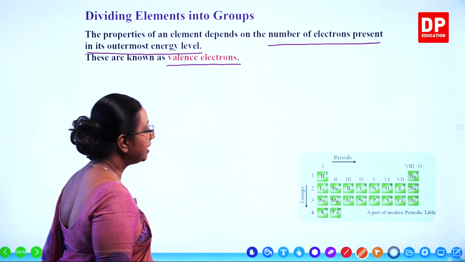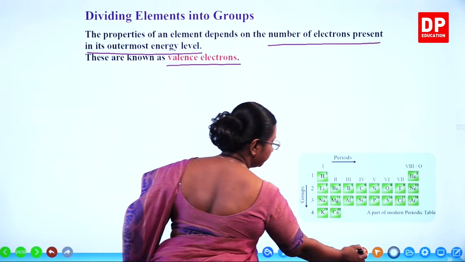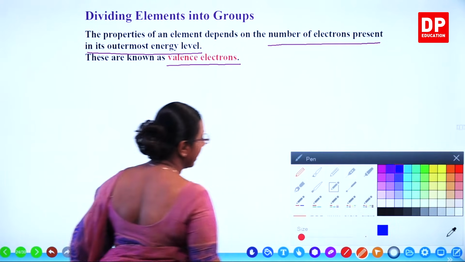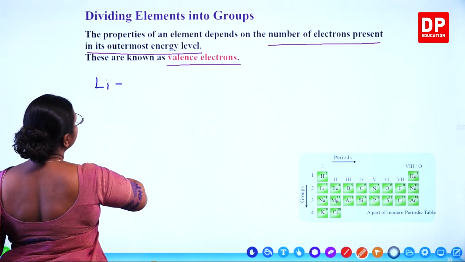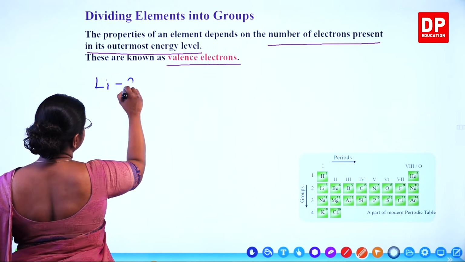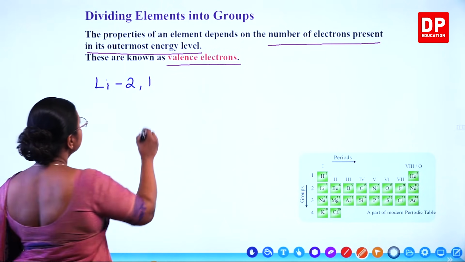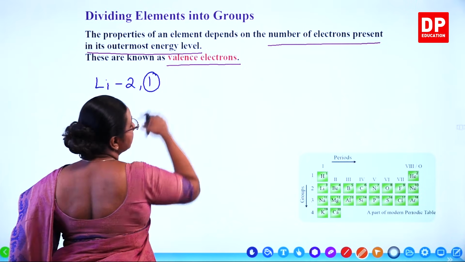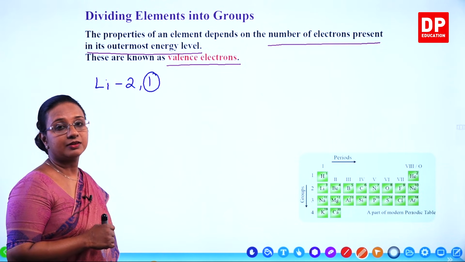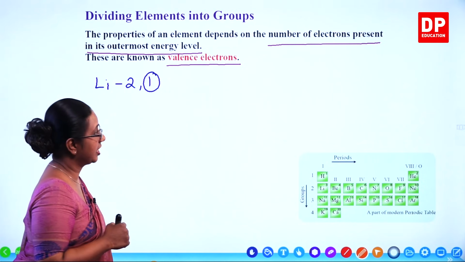We will take lithium first. Lithium has atomic number 3, so the electronic configuration will be 2 and 1. Here, the last energy level contains the valence electrons, so we also call it the valence shell.